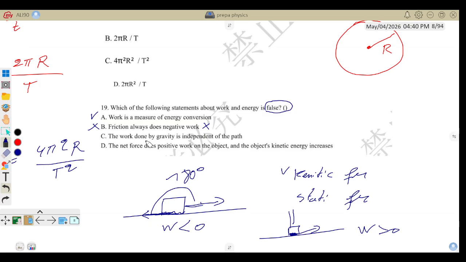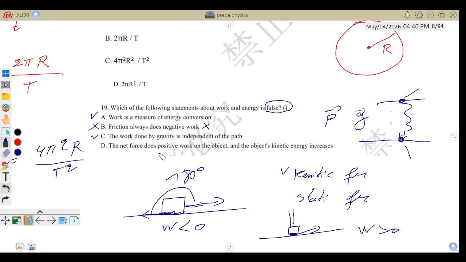For C, the work done by gravity is independent of the path. This is correct because gravity, or the weight of a certain object, is a conservative force. That means the work done by this force depends only on the initial and the final state. It's not depending on the path traveled. So this is not the answer.